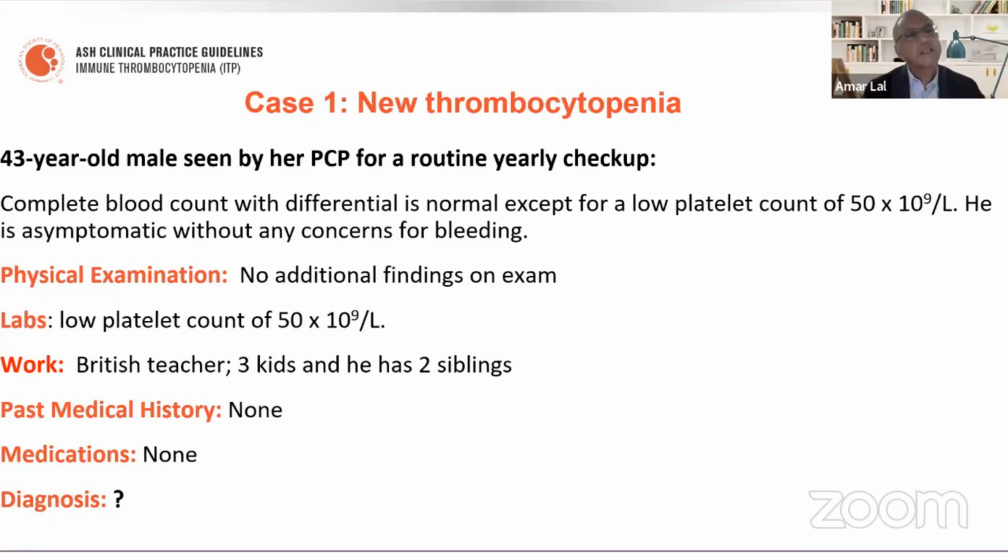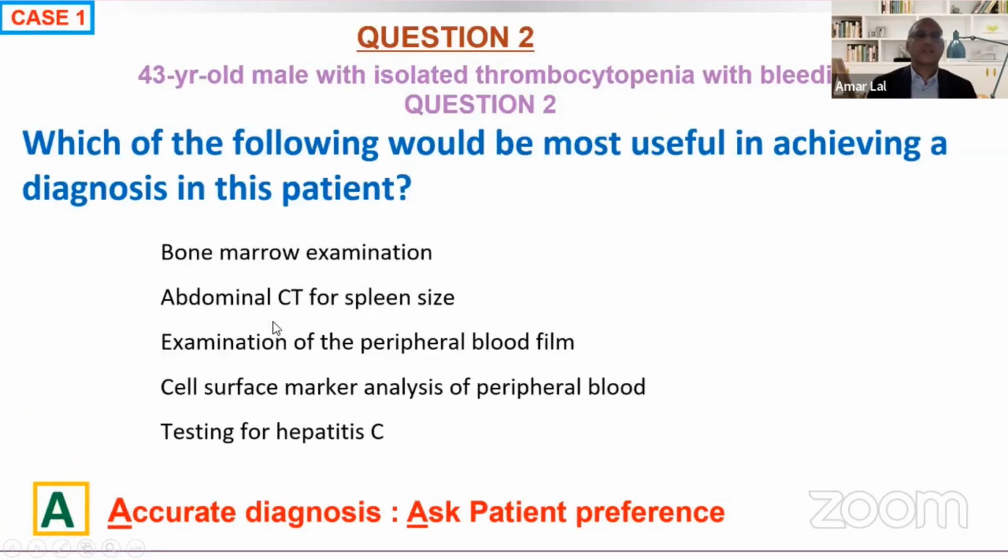This is my real case, a 43-year-old male. It was about 8 years ago when he was referred to us by one physician, who incidentally found a platelet count of 50,000 on a CBC. Otherwise, he was asymptomatic with no concerns of bleeding, no additional findings on the exam, no past medical history, and no medication. So he was referred because of 50,000 platelets. The question is how to make a diagnosis.